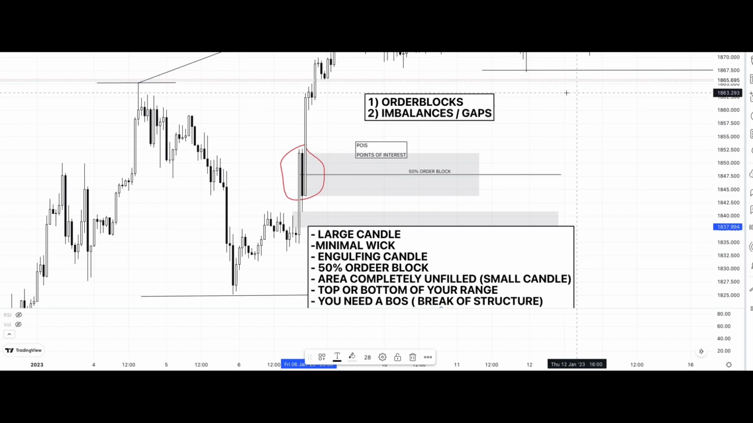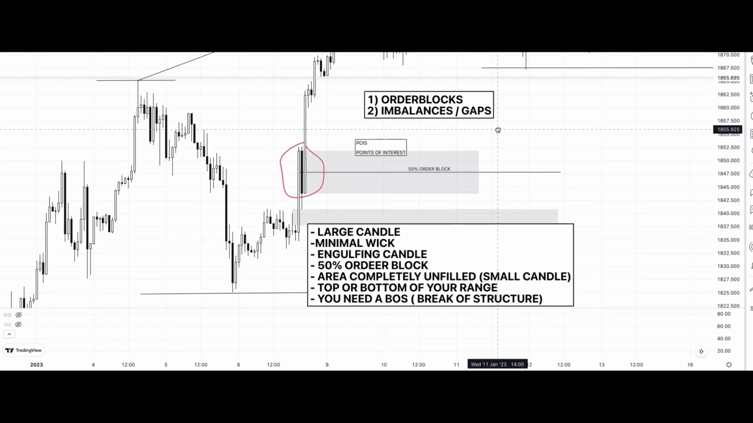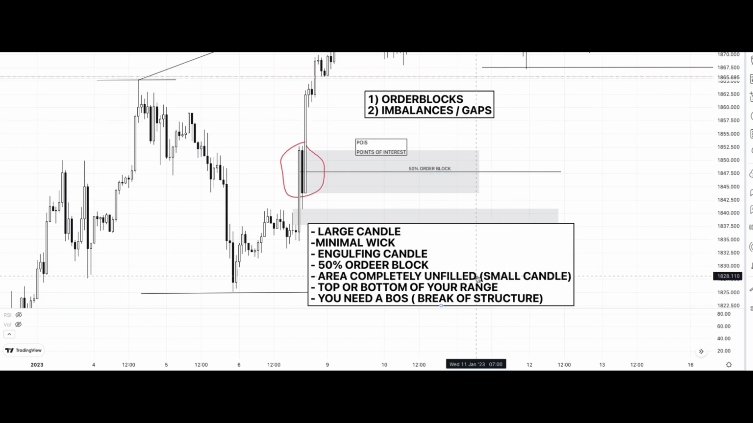All right, so these are the rules you need to keep in mind when you're trading order blocks. They can be mid-range when you're in up structure like this. When you're taking buy trades, they can be mid-range like this if it's large, or you want to look for ones at the bottom, the discount area of the structure here.